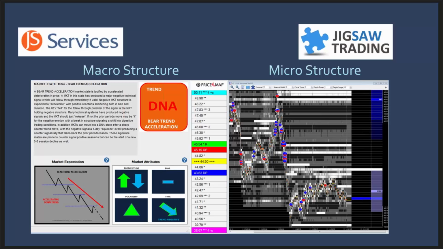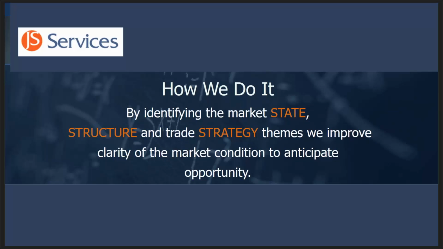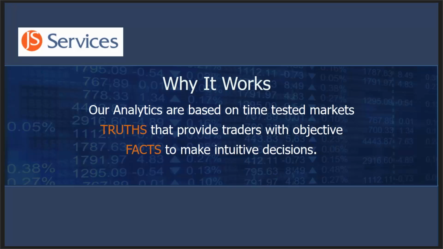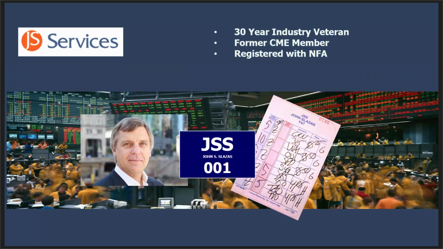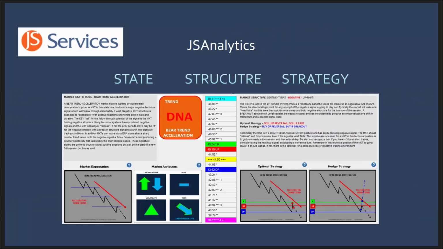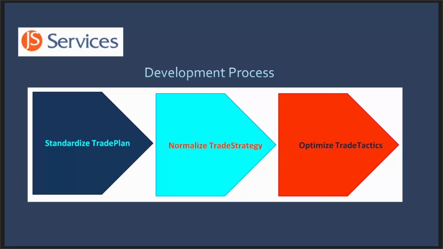Yeah, like I mentioned, JSServices is really all about the macro structure. The key with what we do is we are providing you with facts and truths. This is quantitative work. We've been doing it for some time, coming off the floor, and the key to a trade plan is to be able to use our analytics to standardize your plan and provide more of a systematic approach to trading.